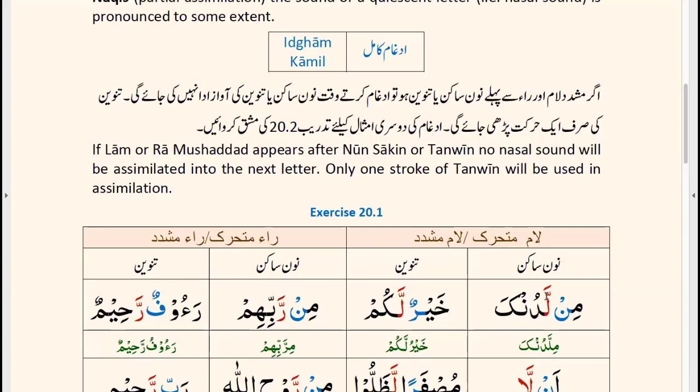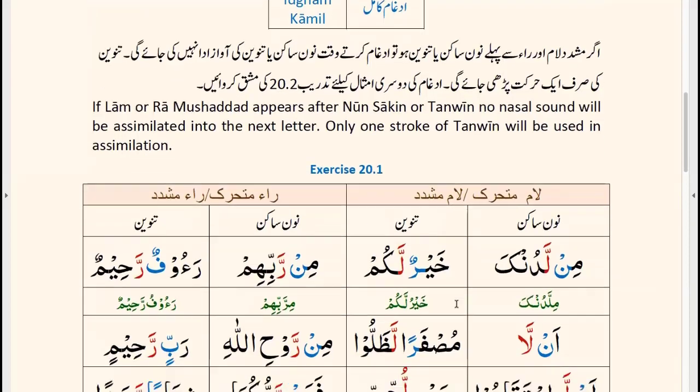We have a lam mushaddad, and before the lam mushaddad we have a noon sakin. Now the rule says we won't be reading the noon, so we will just be joining the meem to the lam. Milla. And with the tanween, there are two dammas here, but we will just be reading the one damma, because there is a lam mushaddad after the tanween, so rulla. We will be ignoring the other damma here, so we will think of it not as a tanween but as a ra mudammam, a ra carrying a damma sign.